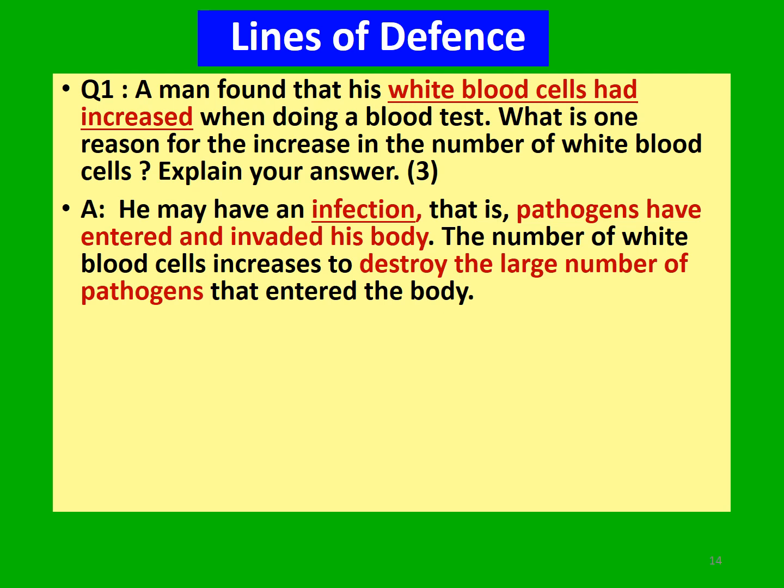Therefore, the number of white blood cells increases as a response by the defense mechanism to destroy the large number of pathogens that entered the body. So 1 mark for infection, 1 mark for pathogens entered and invaded the body, and 1 mark for destroy the large number of pathogens.